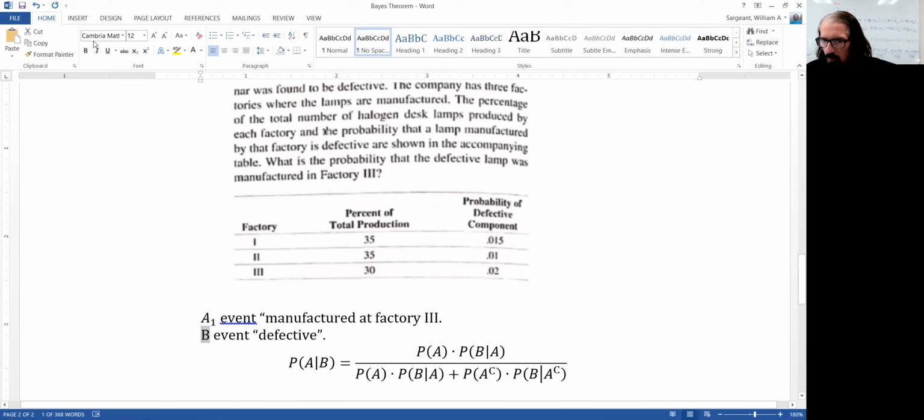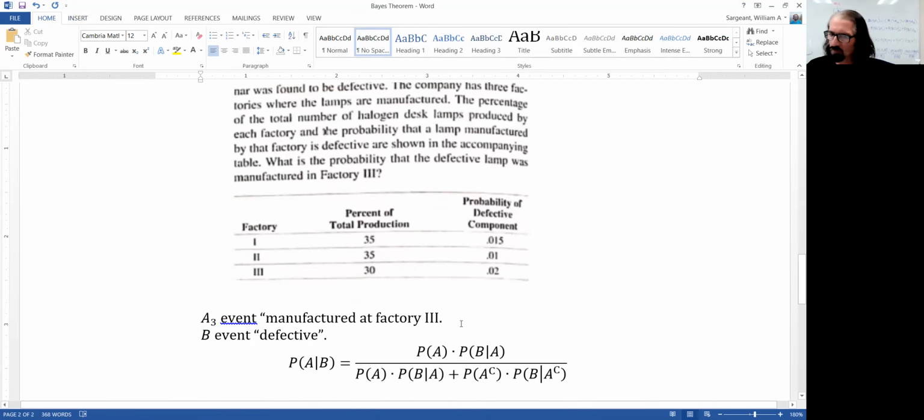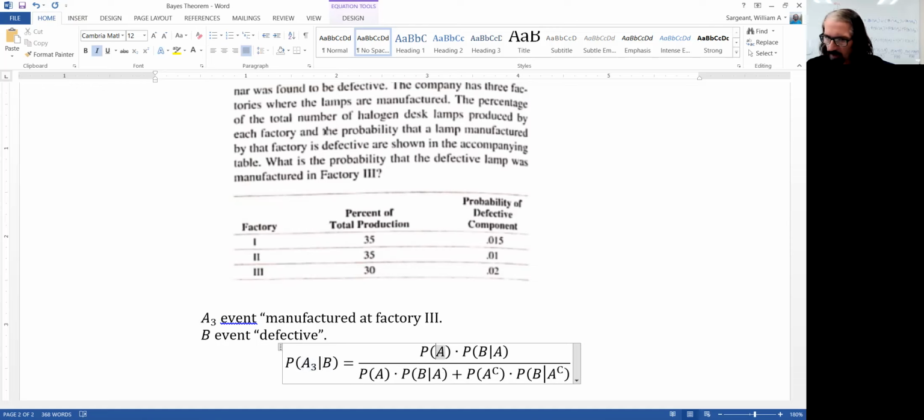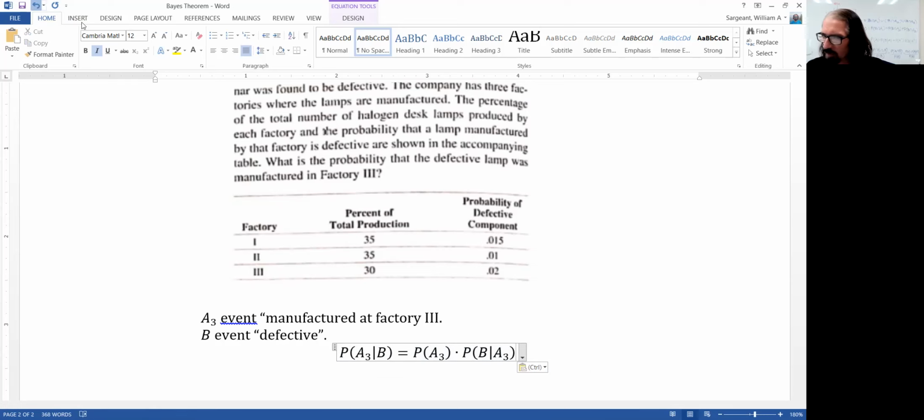So then we could, in fact, we'll call that A sub 3 because we're talking about factory 3, just to make things line up nicely. Okay. So then event A sub 1 would be that it was manufactured at factory 1. A sub 2 would be the event that it was manufactured at factory 2. All right, so here's what we're going to have. Numerator, whereas down in the denominator, three terms instead of two. Last one is the same as what's in the numerator. Oh, that copy and paste didn't work out nicely. Try it again.